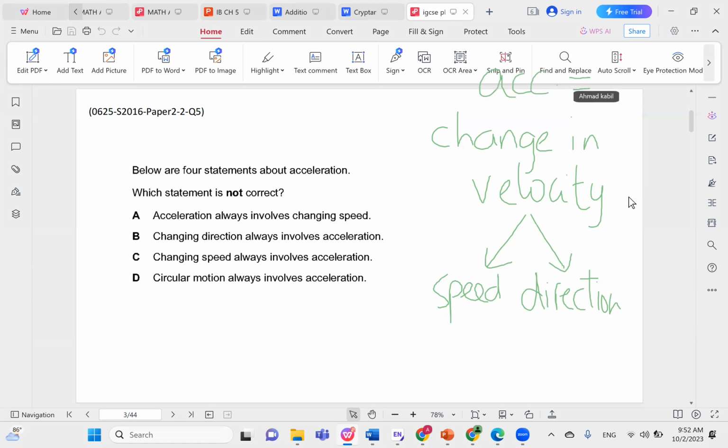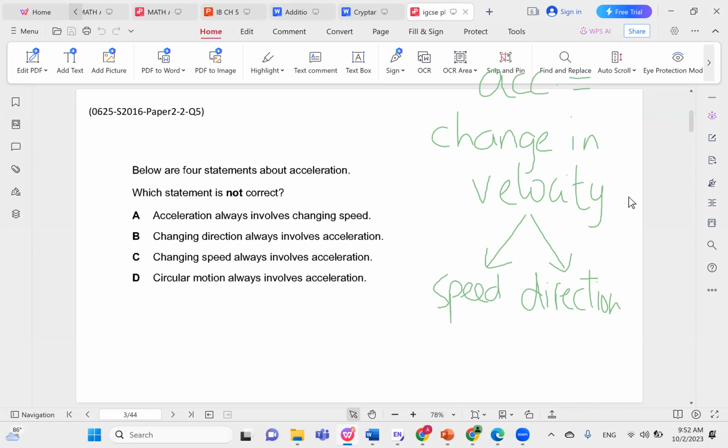Let's now look at the 4 statements and see which of them is not correct. So acceleration always involves changing speed. This is exactly the opposite of what we just said, because acceleration is the change in velocity, not speed. So can I accelerate without changing my speed? Yes, I can. Take this example.